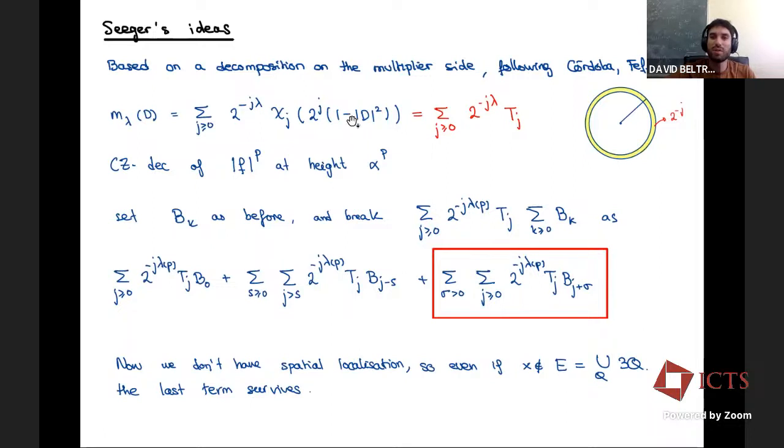Okay, now in contrast to the previous case, large cubes now matter, and they matter because this is a decomposition on the multiplier side, not on the kernel side. So we cannot do the kernel support argument to say that this term is always 0. So now this term actually also plays a role. So we need to study the three of them.